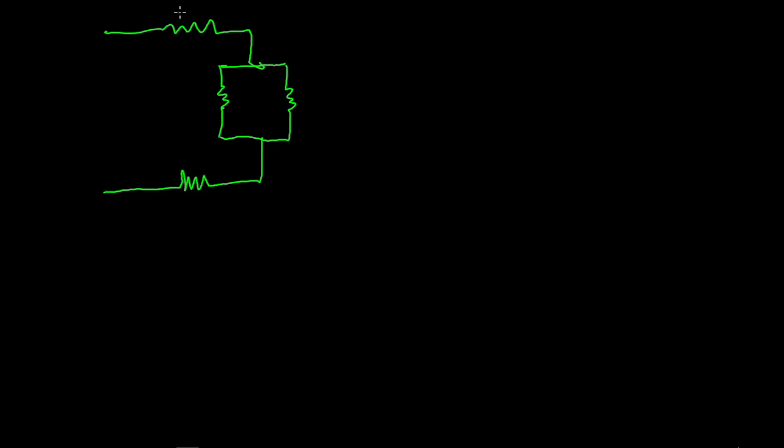If we have another circuit like this, let's say we have a resistor here, 2 resistors in parallel, and we have another resistor here. So let's say this is a 5 ohms resistor, this is 6 ohms, this is 6 ohms, and this is a 4 ohms resistor. Now this is a typical example of a series parallel circuit.